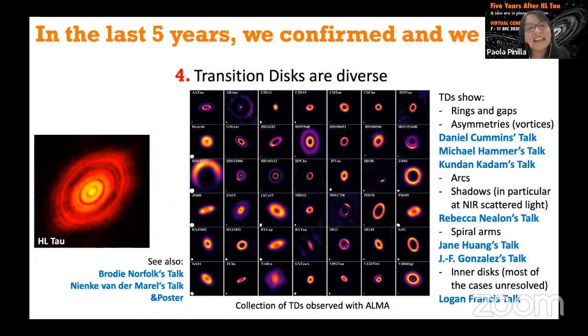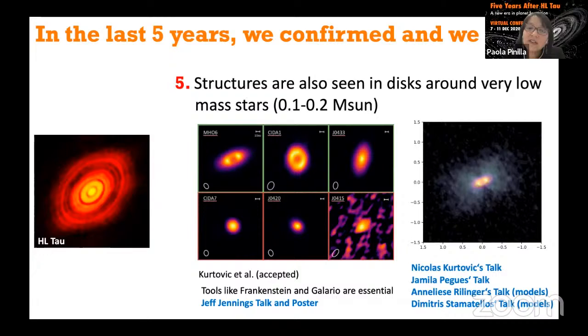The last thing I want to talk about regarding these structures is that we also see them around very low mass stars. And when I talk about very low mass stars, I refer to 0.1 to 0.2 solar masses. These disks are very faint and very small, so they are very difficult to observe. We need high resolution, but also high sensitivity. And recently, Nicholas Kortowicz has presented a small sample of 6 disks in Taurus. And you can see that in 3 of them we have structures, and in the other 3, we don't. And the ones that show structures are the more extended ones.